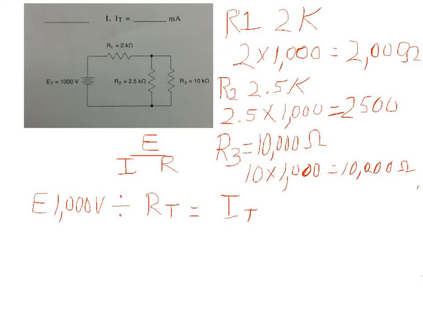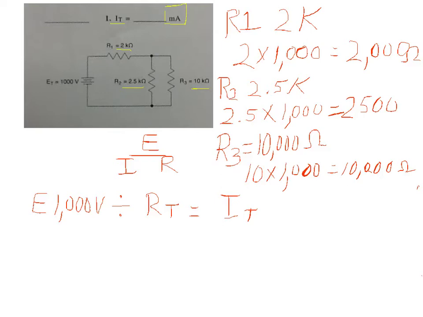The last sheet we did was just total resistance, but now we're going to solve for a current value, and notice again we're using the different units. So we're going to go to milliamps as the unit of measure we would like the current measured in. We have up here a 2K resistor, a 2.5K resistor, and a 10K resistor.